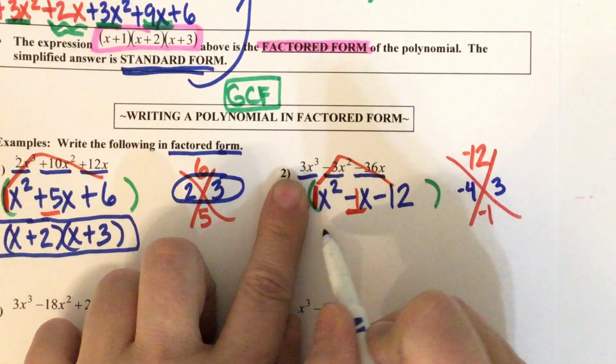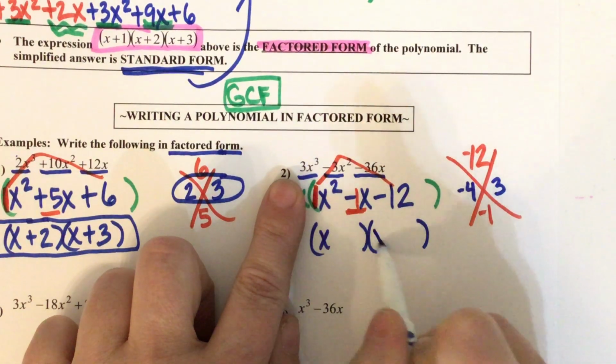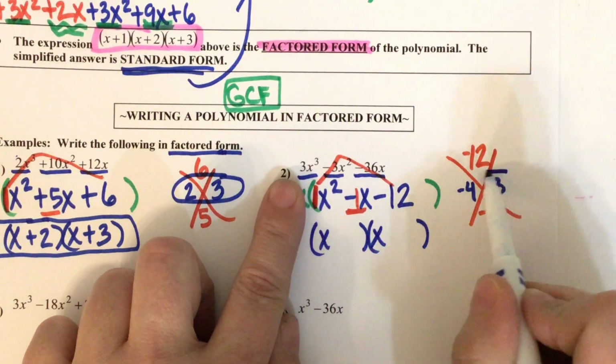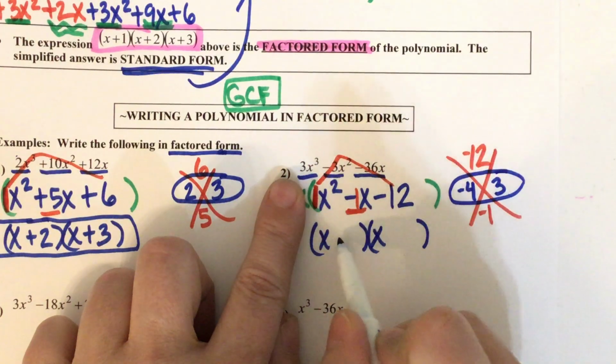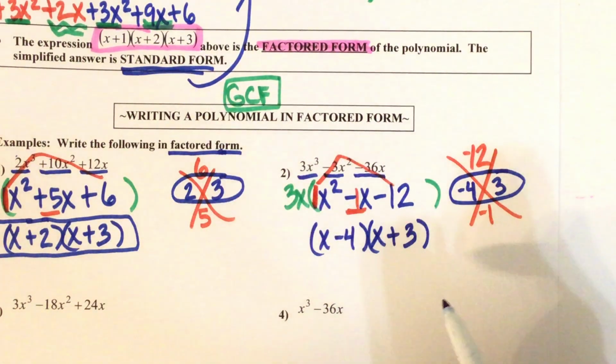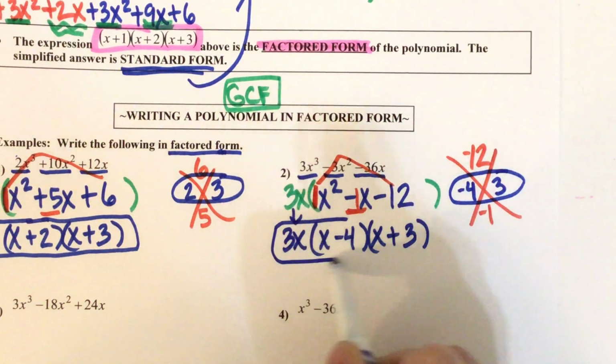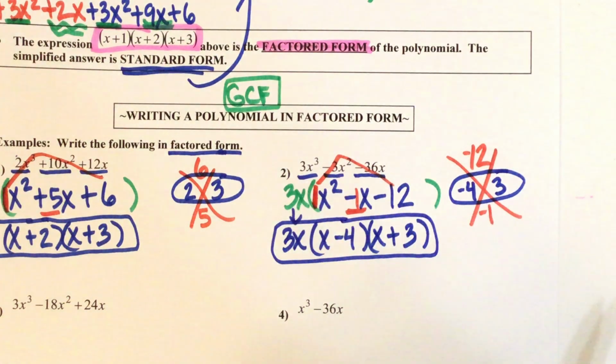Okay, because it's the easy one, I get to go straight to the parentheses. I put the letter I'm working with in the front, and I write the numbers I found in the back. So minus 4 plus 3. And then don't forget to drop your GCF. Shoo! And that's my answer in factored form.